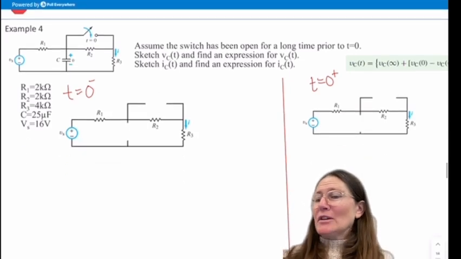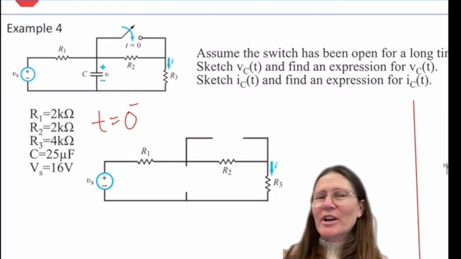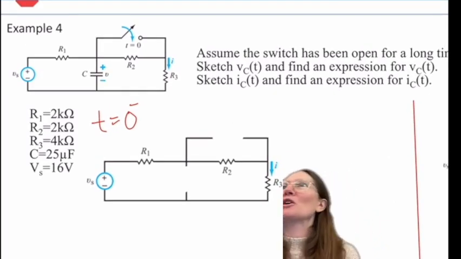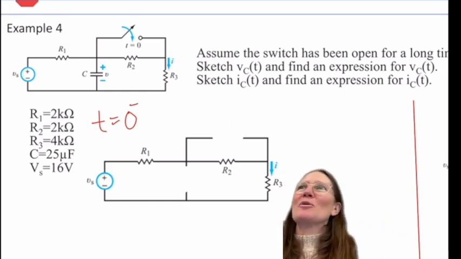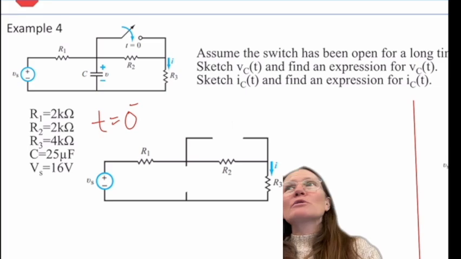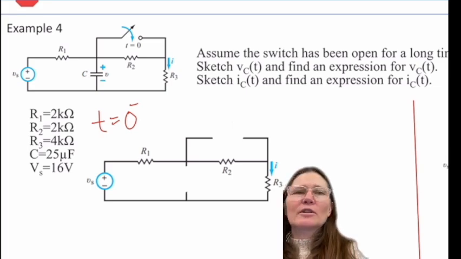Okay, so now let's look at a little bit more complicated circuit. This looks really scary, I know, to look at first. So we're going to redraw these circuits so that they don't look so scary, because an open, or a wire, looks much easier than the capacitor in there. We're going to redraw them, as I said, three different times: t equals 0 minus, 0 plus, and a final state.